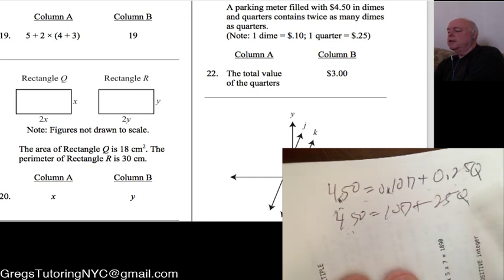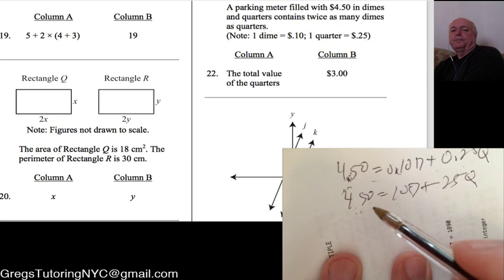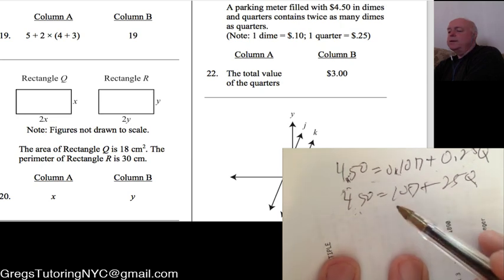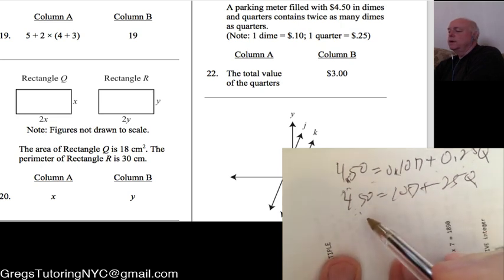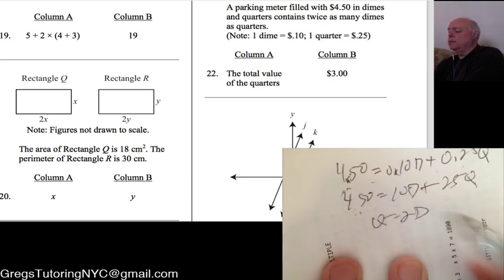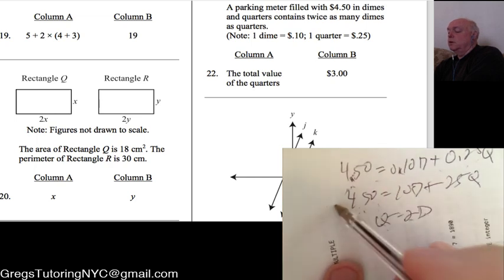Okay? The other thing we know is that there's twice as many dimes as quarters. So there's either one or two formulas here. We could just write it out if you can't think of this. There's twice as many dimes as quarters. So if there's 1 quarter, there's 2 dimes. Okay, that works. So these are our two equations.